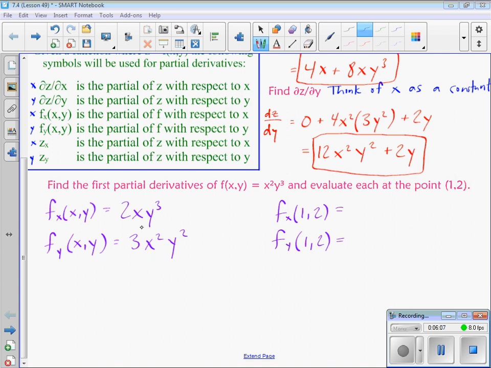If I plug 1 in for x, that's not going to change this at all, so it's still just a 2. And 2 in for y, I get 2 times 2 cubed, which is 16. Is that what you guys had? Okay. And then down here, you plug 1 in for x, that doesn't do anything. 2 in for y will give me 12. So, questions on that? It's really not that bad, right? Well, let's keep going.